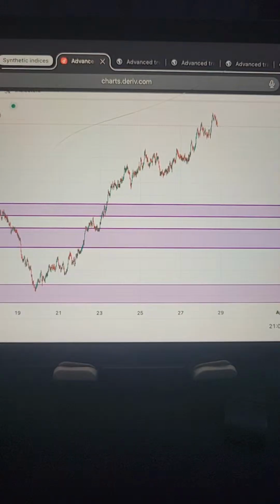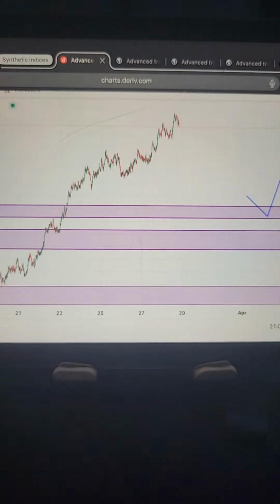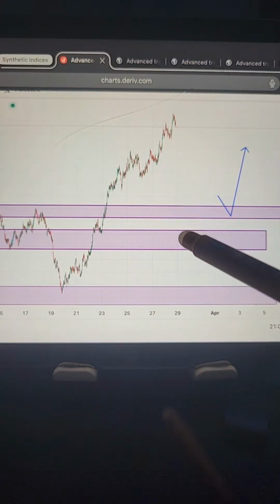So on volatility 25, I'm waiting patiently for price to pull back to this key level. So I'll be looking for my buy entry from around here or here. These are my areas of interest.